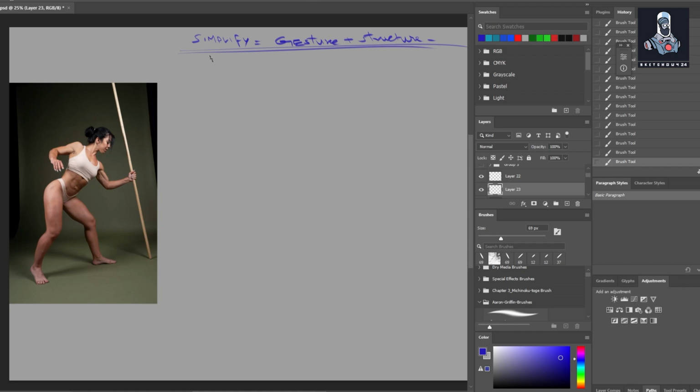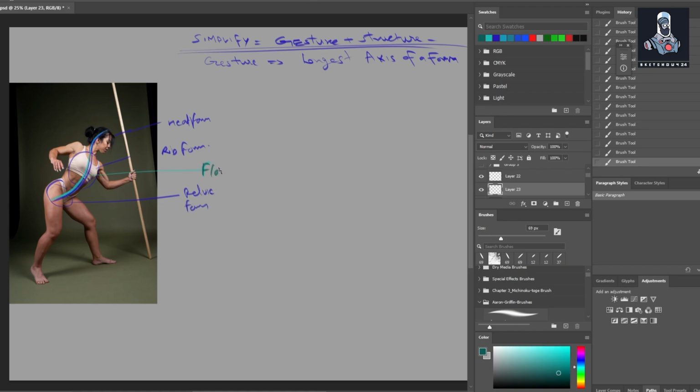Gesture in figure drawing is a long axis curve. We try to capture the longest axis of the forms, the longest motion of the forms. For example, in this image, the head is a form, the rib is a form, the pelvic is a form. And if we analyze the flow of these forms, we see a simple gesture of the body. This is called gesture. So first we begin with the overall gesture or motion of the pose.